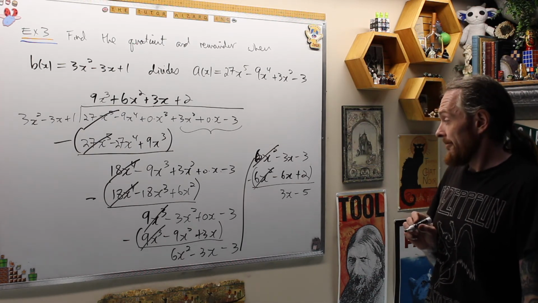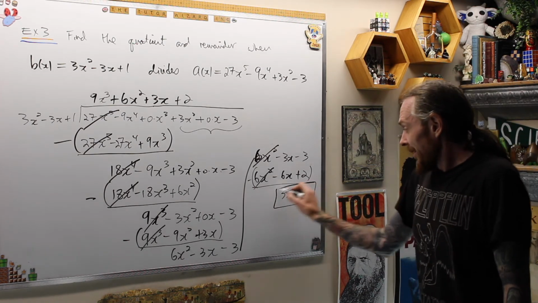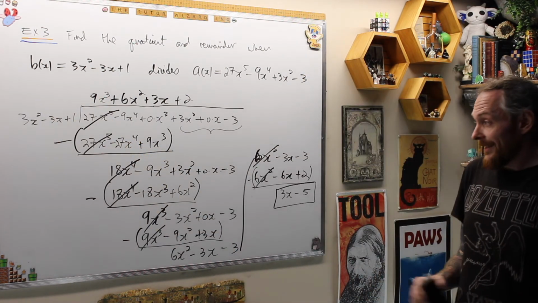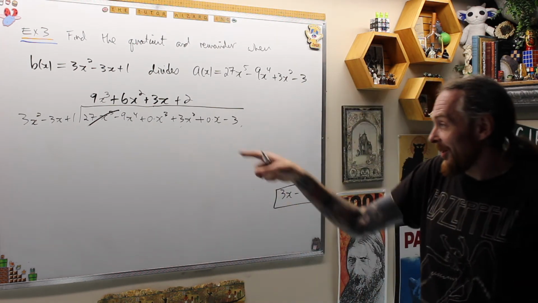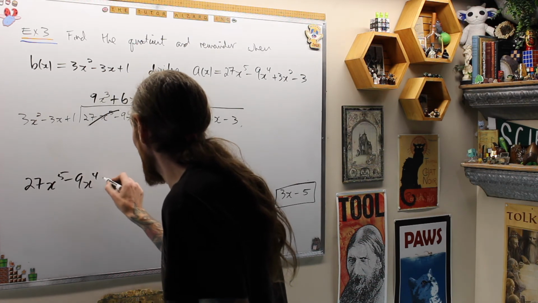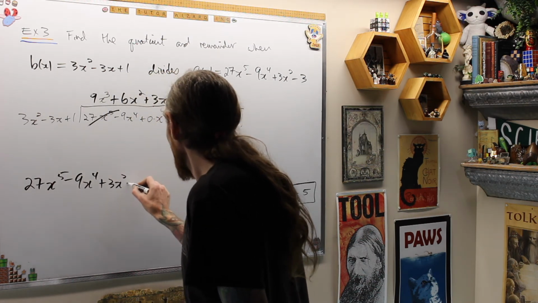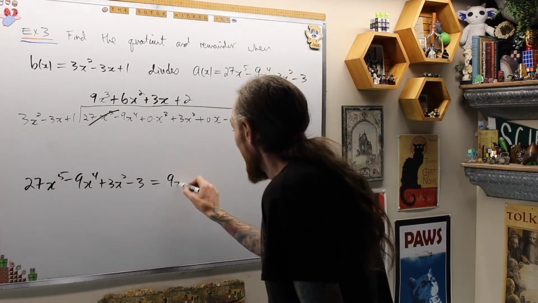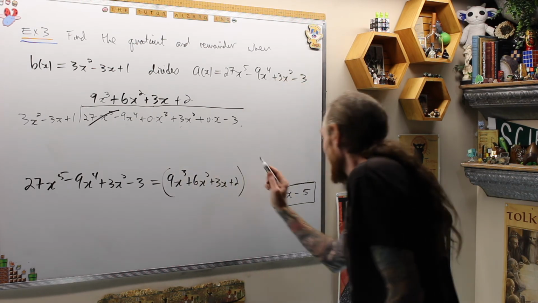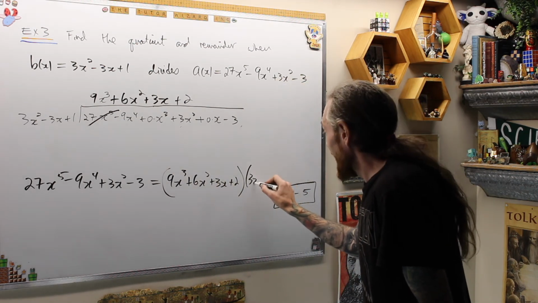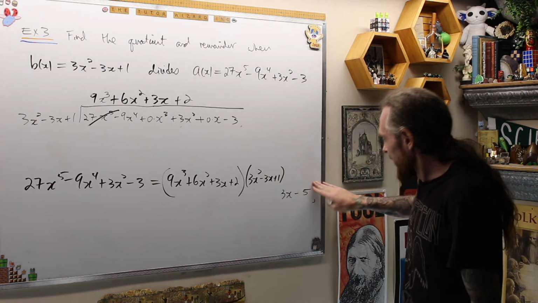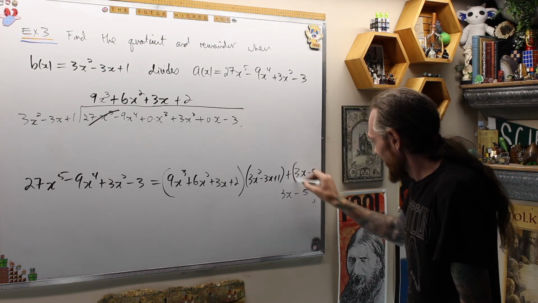So what does that say? That says, can I stop? Yes, because this is degree 1 and this is degree 2. Therefore, what that says is, with those two polynomials now, this horrible beast, 27x to the 5 minus 9x to the 4 plus 3x squared minus 3 is equal to 9x cubed plus 6x squared plus 3x plus 2 times 3x squared minus 3x plus 1, plus 3x minus 5, the remainder.